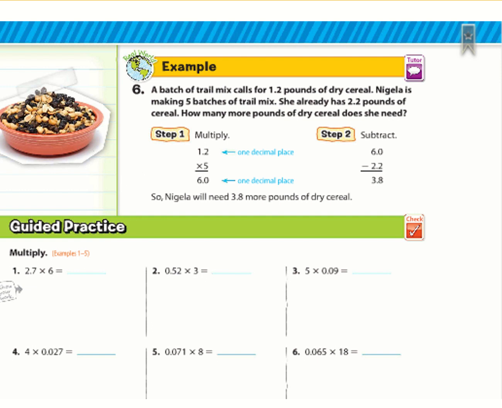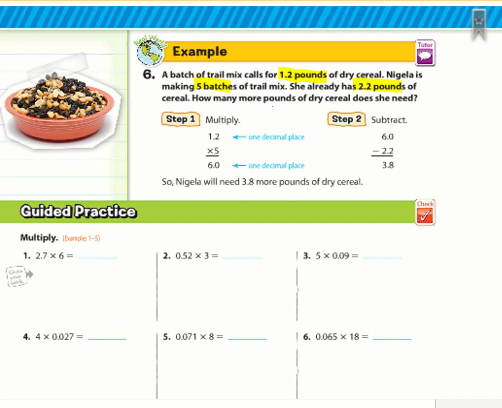Okay, so this is going to be a 2-step problem. Of course, all the work is already in front of us, but we need to make sure we know how to do this, so we're going to dissect it. So I'm going to highlight my numbers. That way that helps me organize a little bit. It says a batch of trail mix calls for 1 2/10 pounds of cereal. She's making 5 batches. She already has 2 2/10 pounds of cereal. How many more pounds does she need?